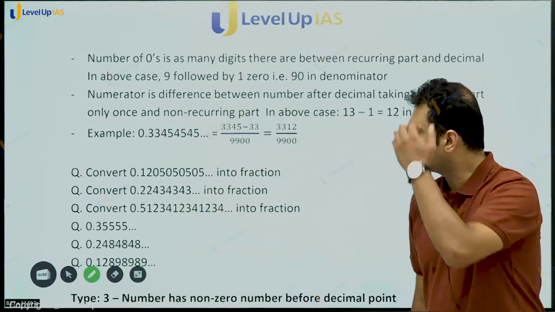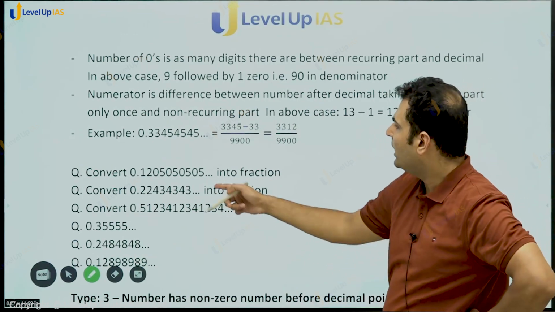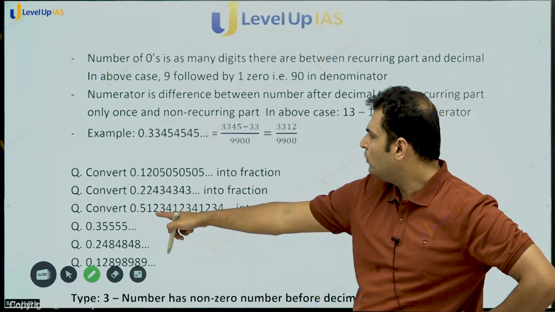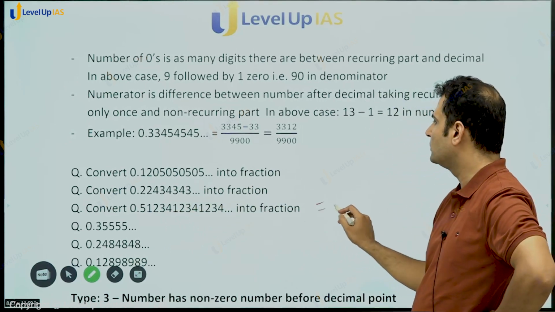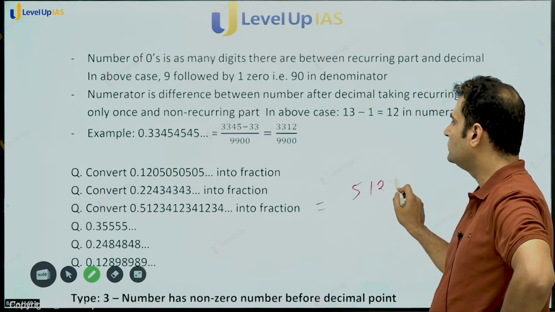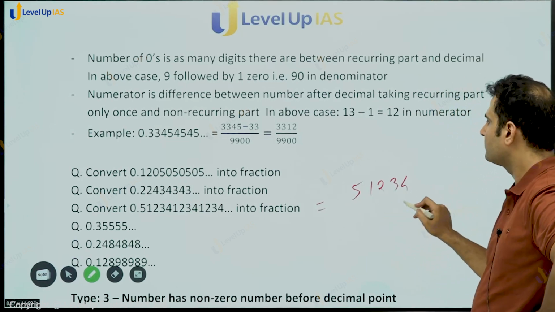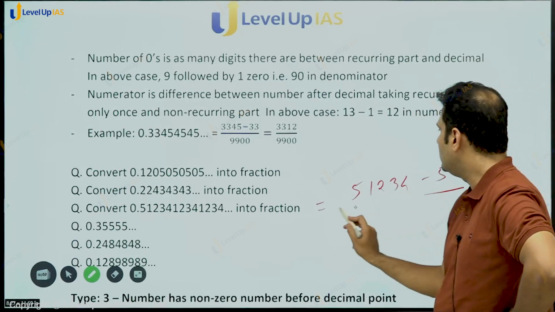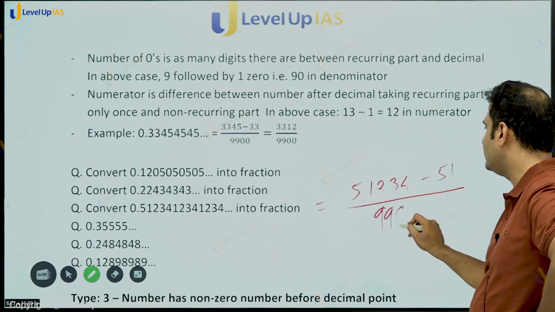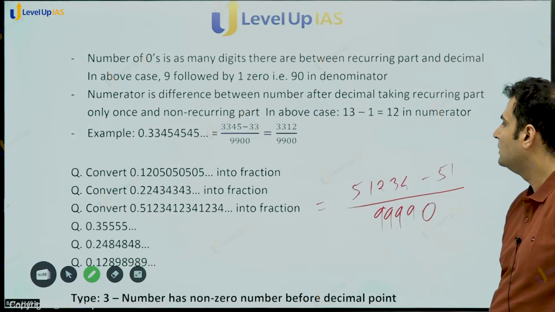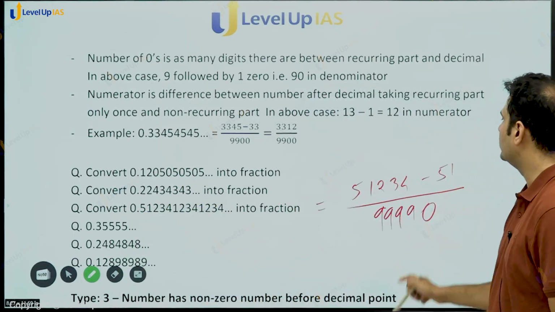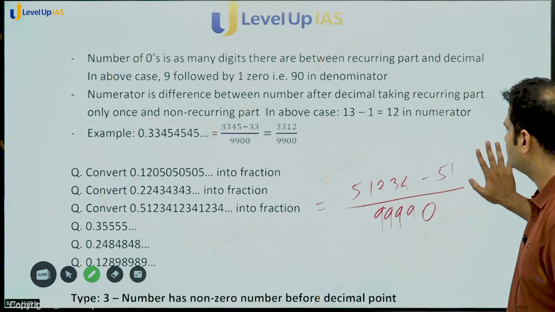If I show this here, if you have this 0.5 1234 1234 1234, so देखो इसको क्या करेंगे, you will write 51234 minus 51 divided by how many digits are recurring? 4. So 9999, and how many digits are between decimal and recurring part? Only 5 is there, so 1. So that is 10. So this will be the answer.